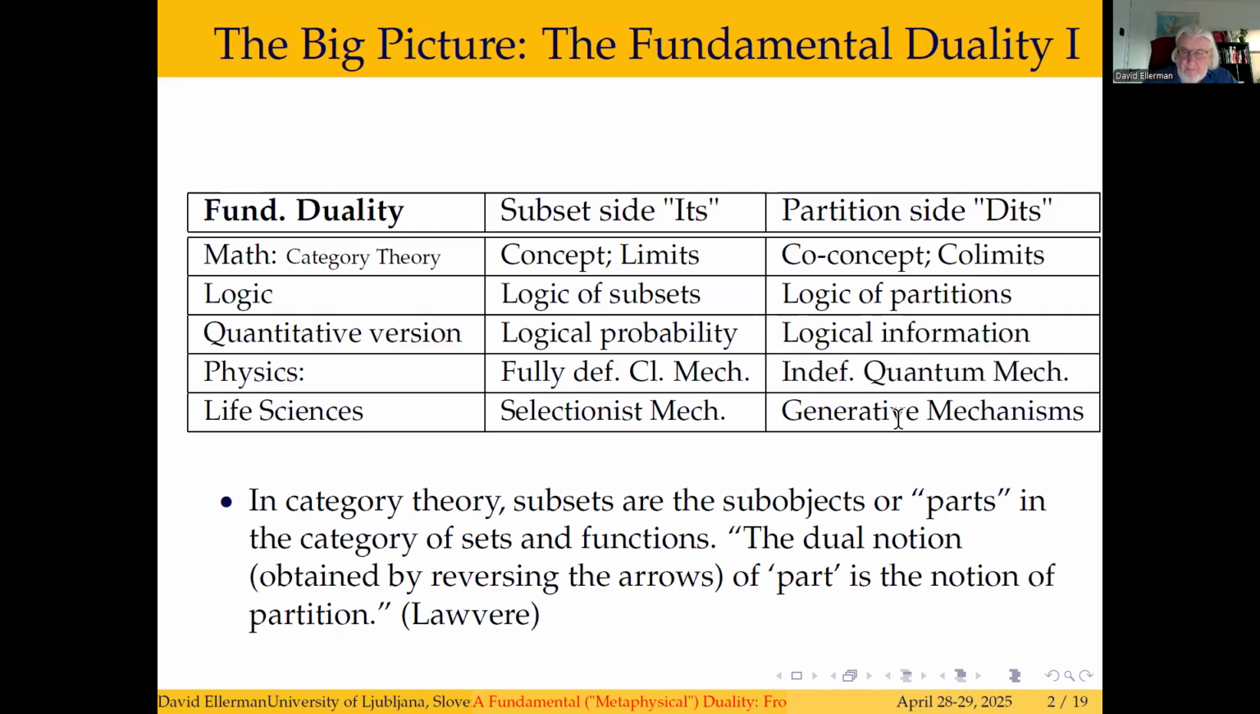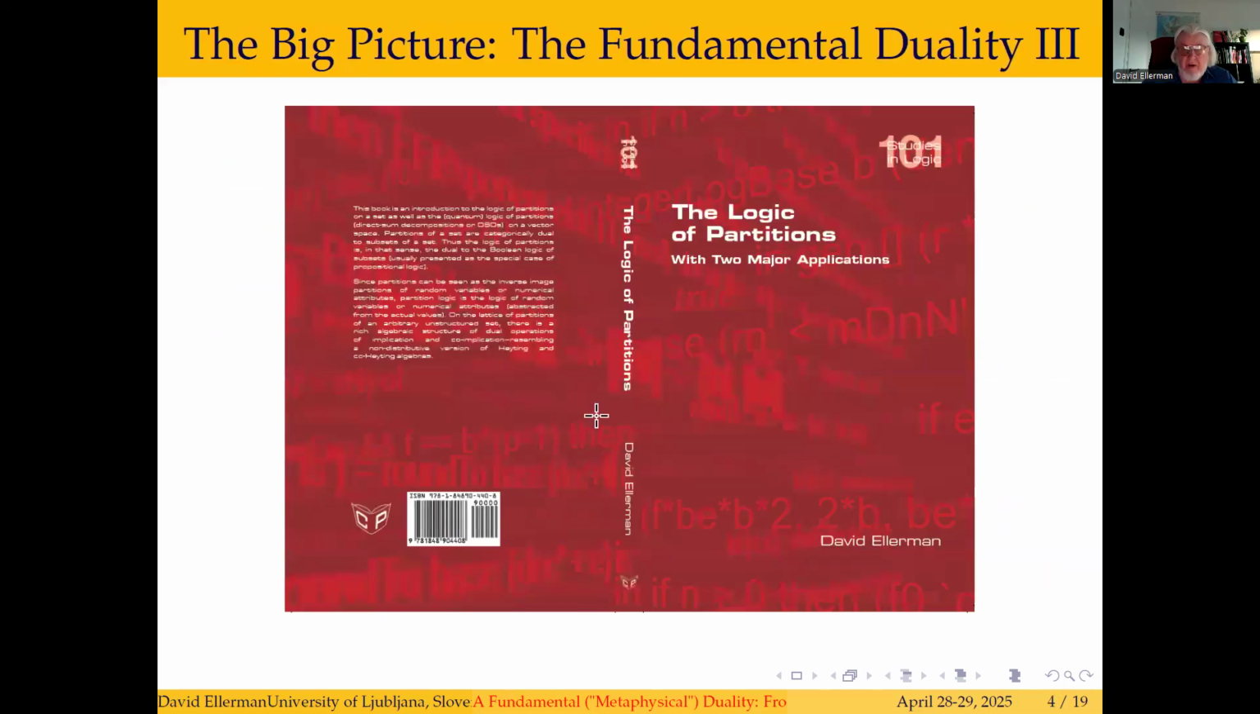At the more granular level, we would say that a subset is made up of elements, and a partition is made up of what we will call dits, which is an ordered pair of elements that are in different blocks of the partition. So this will become clear. But before we leave the logic of partitions, here's a book on it that just came out. It has two major applications, which are to information theory and to quantum mechanics.